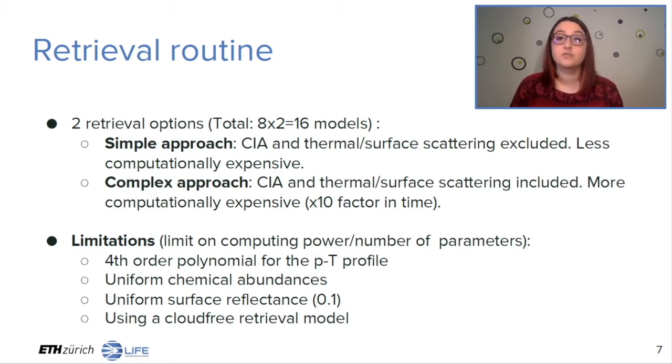We therefore use a 4th-order polynomial approximation to the PT profile, and we assume altitude-independent abundances of the various species, while we know that the original abundance profiles are altitude-dependent. We also consider a uniform surface reflectance when scattering is included in the model, and we retrieve both cloud-free and cloudy spectra, assuming no clouds in the retrieval. This allows us to understand what issues may arise when studying a complicated spectrum by using a simplifying assumption.